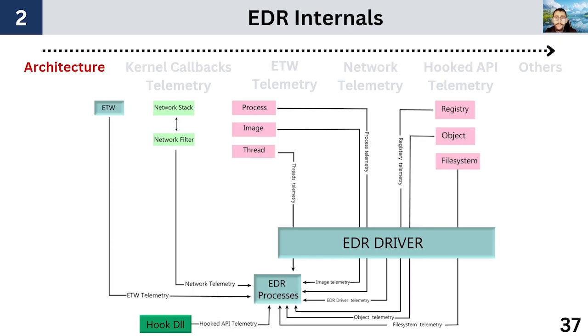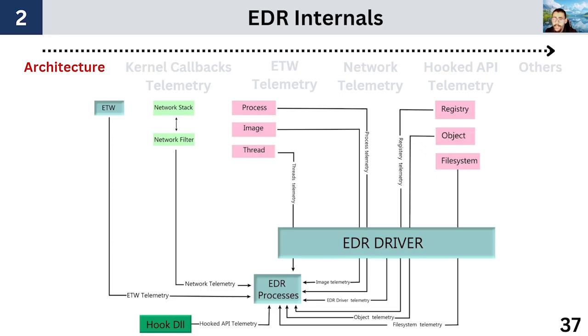Hook DLL. The hook DLL is injected into user mode processes to monitor API calls. It hooks sensitive APIs to intercept and log function calls made by the application. The hook DLL then sends the hooked API telemetry to the EDR processes for analysis. Attackers often try to bypass these hooks using techniques like direct syscalls or unhooking.